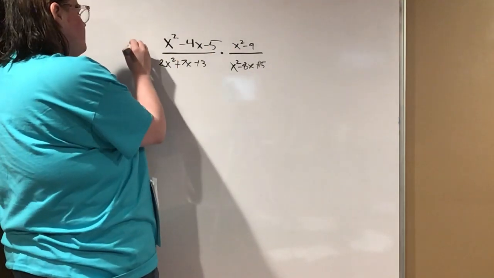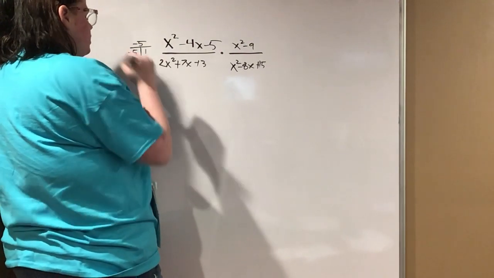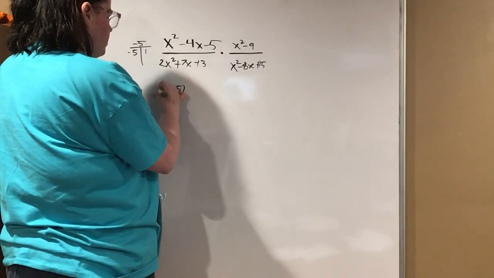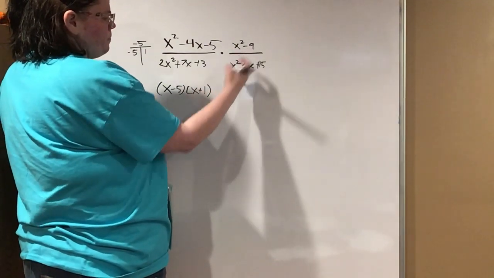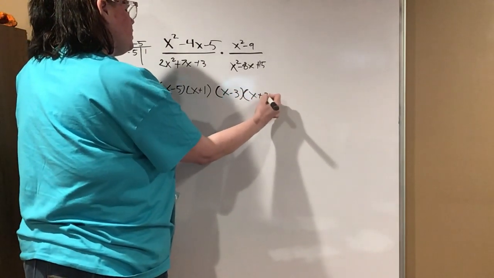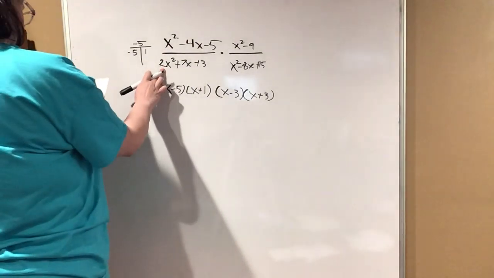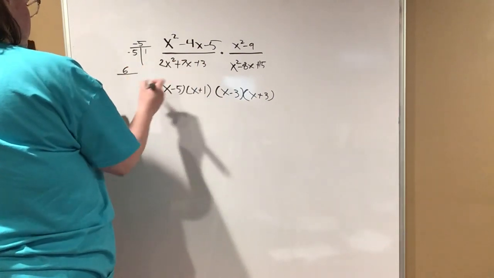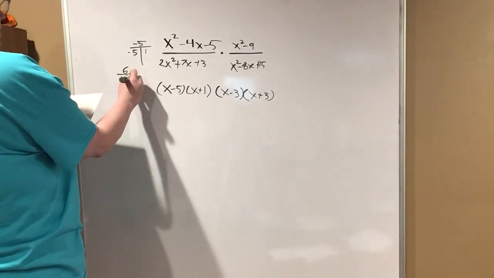So right here I need factors of negative 5 that add up to negative 4, and I get 5 and 1, and the 5 is negative. So on this top part we have x minus 5 and x plus 1. Well, this one's a difference of squares, so I have x minus 3 and x plus 3. Well, this guy, let's factor this guy out. And this is 2 times 3. So 2 times 3 is 6. We need factors of 6 that add up to 7, and that's 1 and 6.